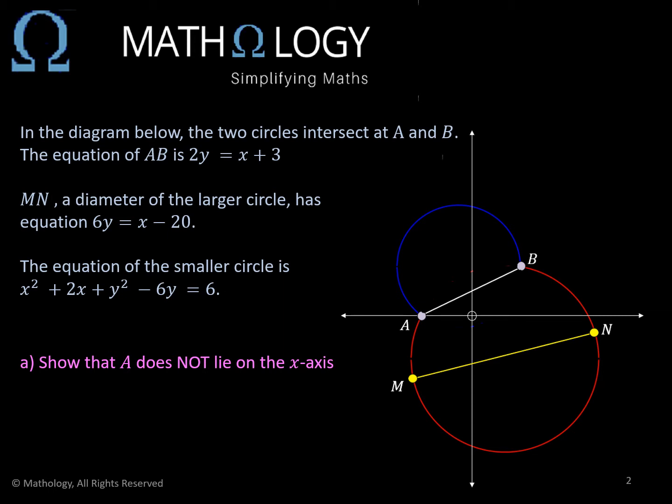We cannot equate the two circles, because we do not know the equation of the larger circle. We were, however, given the equation of line segment AB, so we can equate this line to the equation of the smaller circle, to determine the coordinates of points A and B.